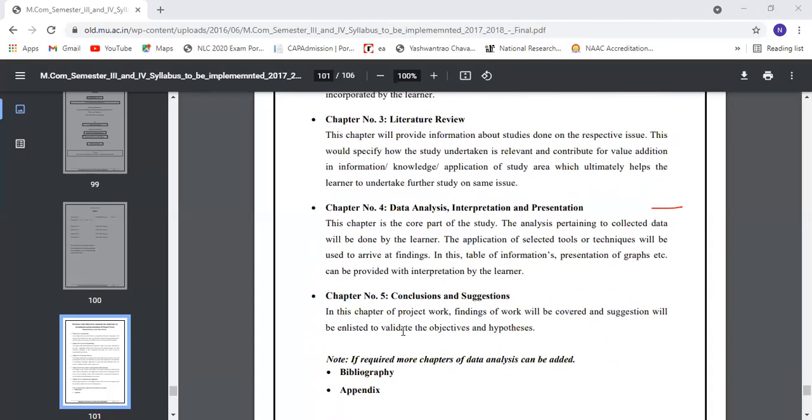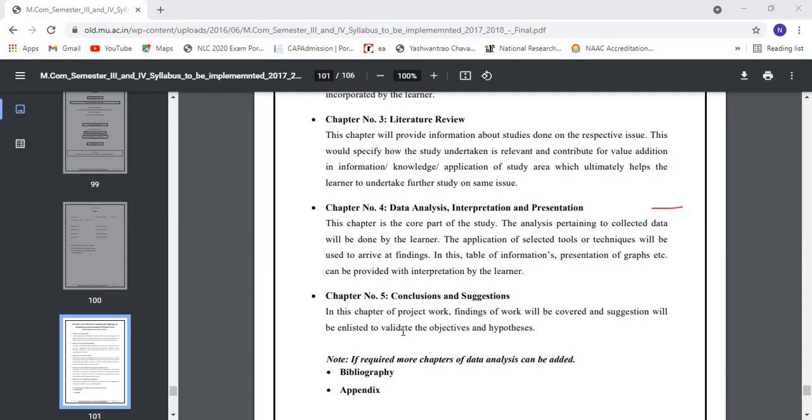Literature review. Literature review means reviewing any work related to your study, the syllabus or any topic related to the study, which was undertaken by another researcher. You have to study how he presented it, and what is the difference between what he presented and your study. What is the research gap? You have to mention it in the literature review.